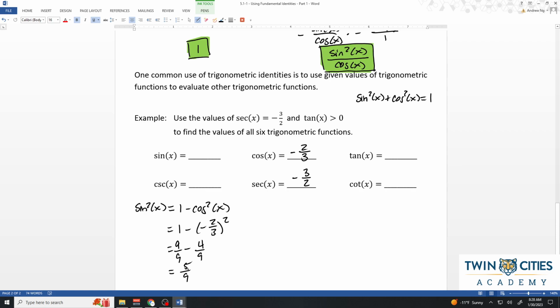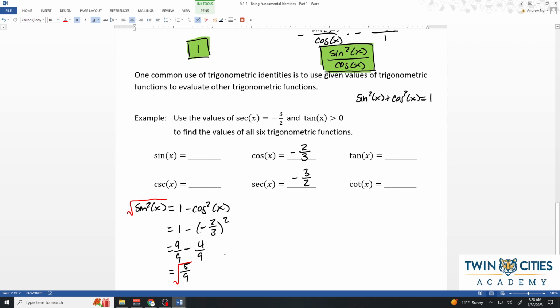And therefore, sine is going to be the square root of both of these. So I will take the square root here and the square root here, and I'll get sine is the same as the square root of 5/9. Okay, square root of 5/9. It says here that tangent has to be greater than 0, though.